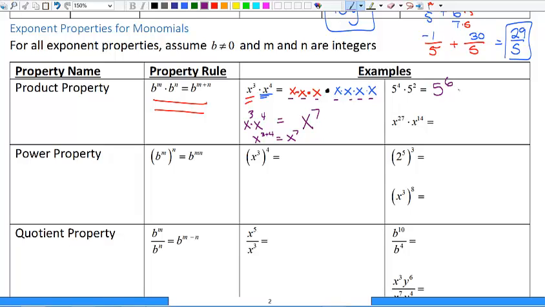5 to the 6 is a very large number, and I'm not expecting you to multiply that out. If it was a small number, then I would, but 5 times 5 is 25, times another 25 is 125, times another 25 is 625. That's only 4 of them, so this number is going to get really big really fast.